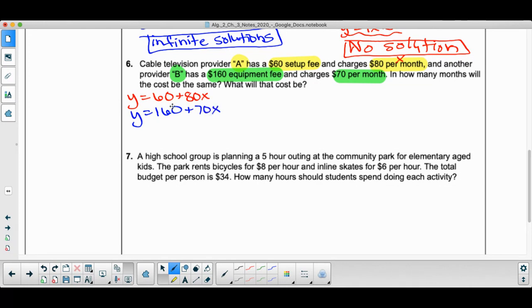So now we want to figure out how many months will these costs have matched. Well, in order to find that, we have to figure out when they're the same. So when are these two equations equal to each other? So 60 plus 80x equals 160 plus 70x. And we're going to solve for x because that will tell us how many months have passed. So subtract 70x from both sides. 60 plus 10x equals 160. Subtract 60.